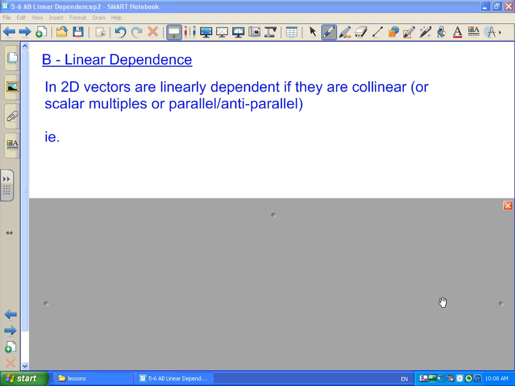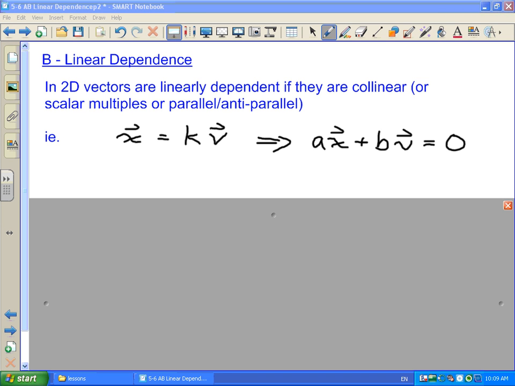So if we've got 2 vectors that are collinear or scalar multiples, we can write one of them, let's say we've got vector x, as a scalar multiple of vector v. If we can find out what k is so that this statement is true, that tells us that the 2 vectors are linearly dependent. Now, this is sometimes written as some scalar times x plus some other scalar times v equals 0. In other words, if we add them together somehow and scale them up or down appropriately, we can get them to cancel out.